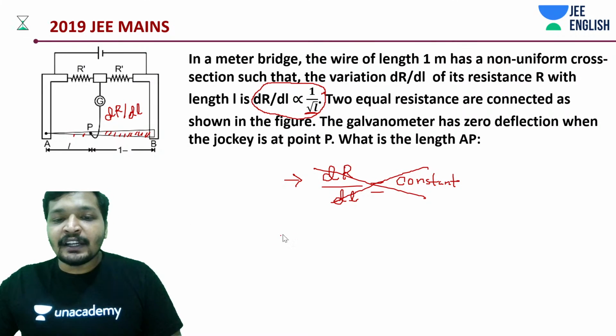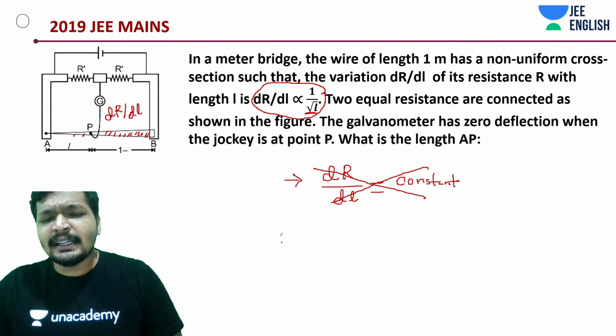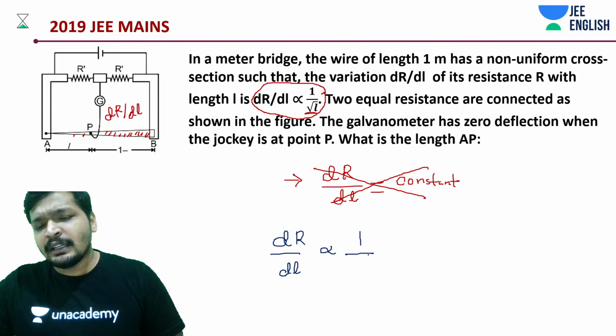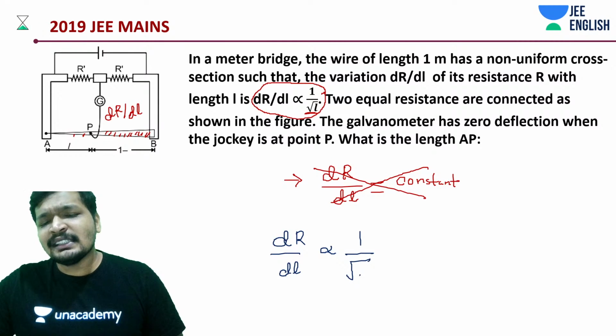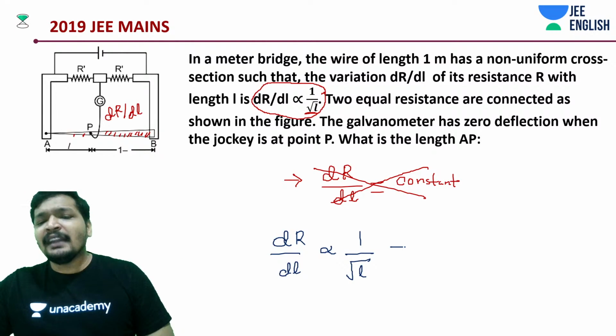So what is given to you? You have dR by dL proportional to 1 by root L. Not at all a big deal. Simple question. Easy, simple question. Trust me.